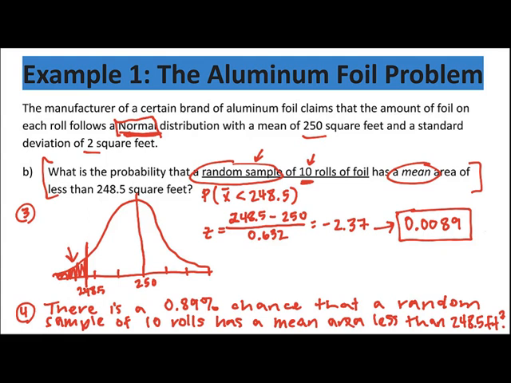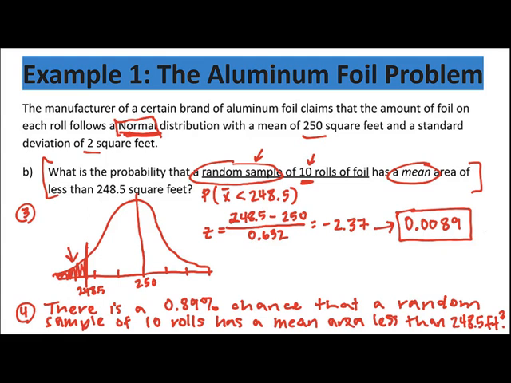And there we have it. So I rearranged the words, but there's about a 0.89% chance, less than a 1% chance, that a random sample of 10 rolls would have a mean area less than 248.5 square feet. So crazy, crazy unlikely for that to happen just by chance. So if a company or a random consumer were to have 10 rolls whose mean area is less than 248.5 square feet, then they should be shocked. They would be surprised. They would be confused.